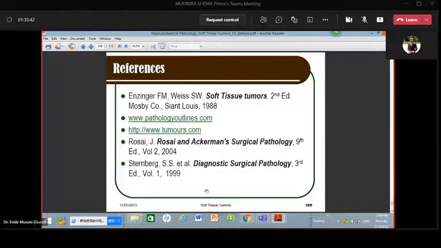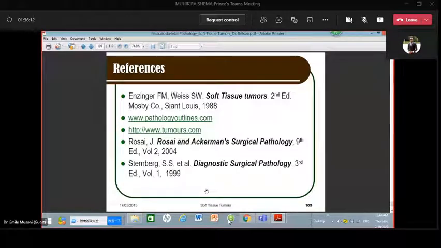So this one is the reference book. It is called Enzinger Soft Tissue Pathology. This one is the most common for pathology, Enzinger. Even in Robbins you can find those soft tissue tumors, but the specific book for soft tissue is called Enzinger.